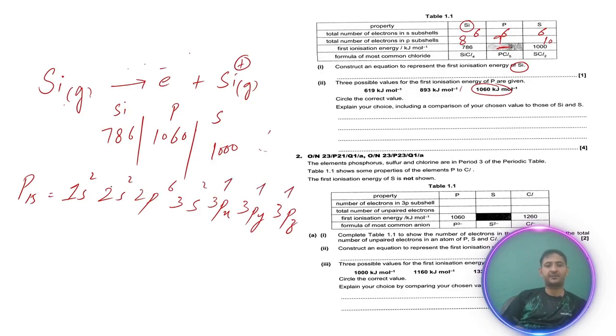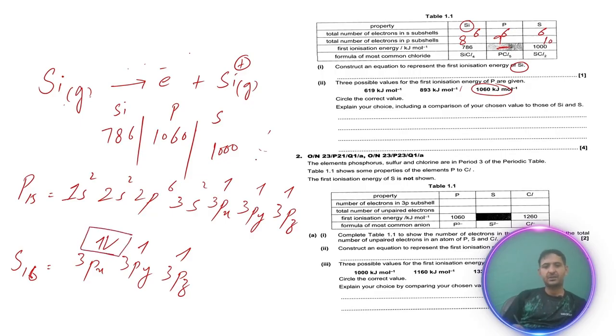So what about sulfur? It is just atomic number 16. It will become 3px, 3py, and 3pz. We have one extra electron, so it will become one electron here, one here, and two electrons in the first. So why does sulfur have low energy? Because you can see there's an inner pair repulsion.